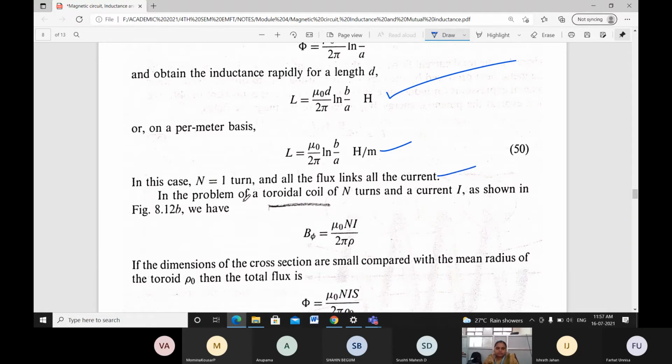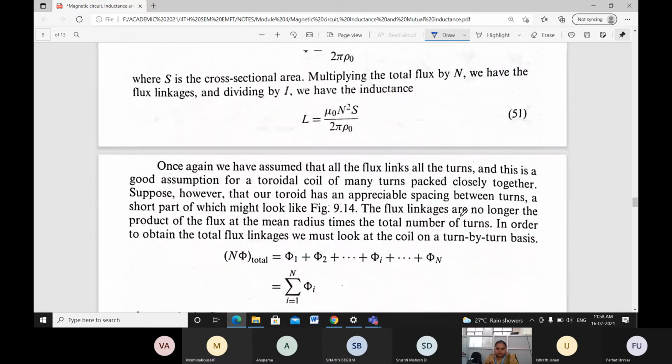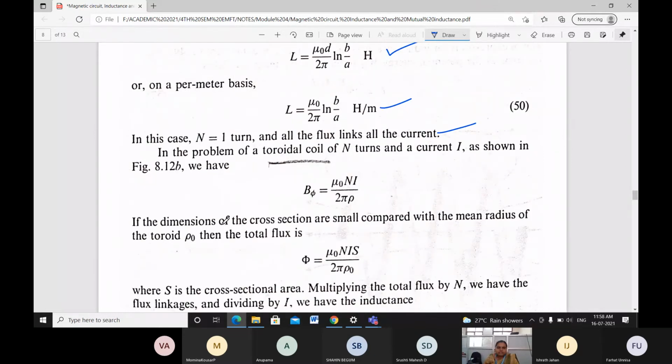Then a problem of a toroidal coil of N turns and current I. It is not in the figure; I will show this. B phi is going to be mu naught N I divided by 2 pi rho. If the dimensions of the cross section are small compared with the mean radius of the toroid, then it is taken as rho naught. Then the total flux psi is going to be equal to mu naught N I S divided by 2 pi rho naught.